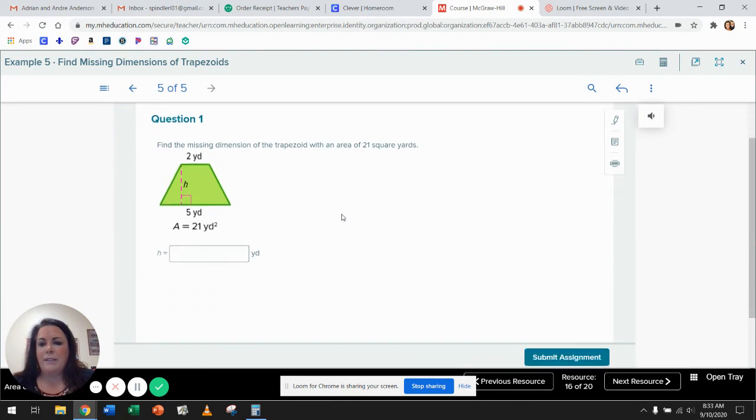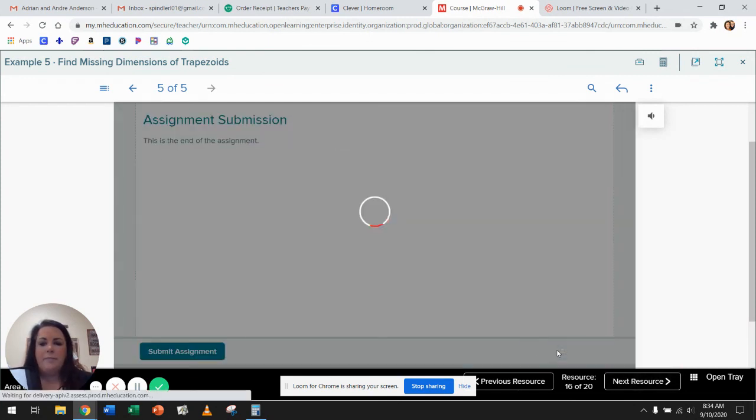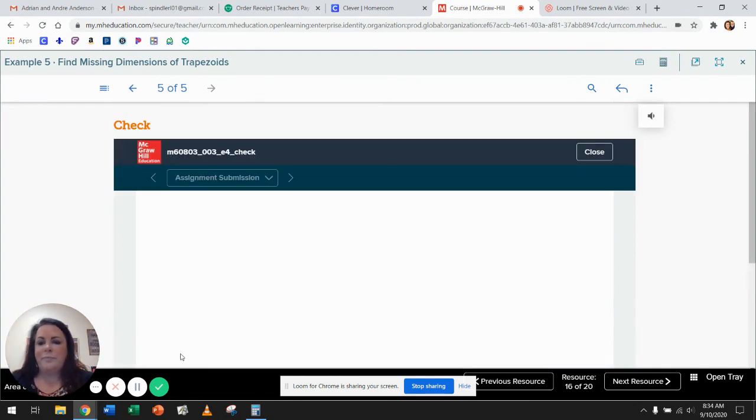Okay, so let's take a look at this one. Like I said, the first thing that we want to do is multiply that 21 times 2. So if I do that, 21 times 2, I'd get 42. Then I'm left with 2 plus 5, which is 7, and multiplying by our height. So then we would divide by that 7. So 42 divided by 7, our height would then be 6. And we should have gotten that correct.